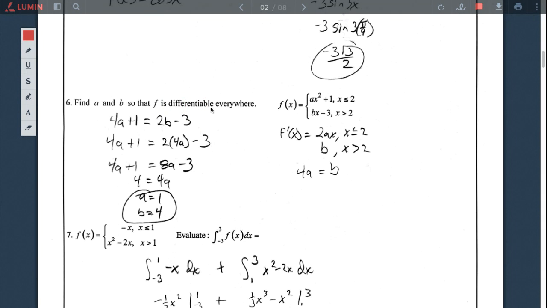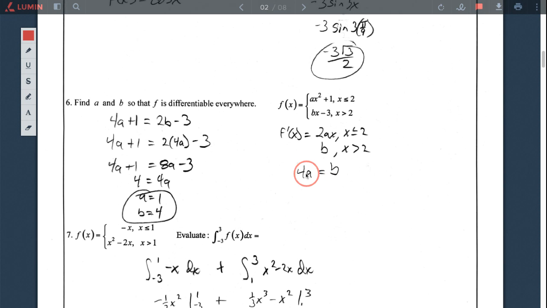And since it's differentiable, that means I have to be able to do the same thing with the derivative. So I take the derivative of ax squared plus 1, which is 2ax, and bx minus 3, which is b. I plug 2 into both of these and set them equal. So I plug 2 in here, it's going to give me 4a. I plug 2 in there, it's going to give me b. So I get 4a equals b.